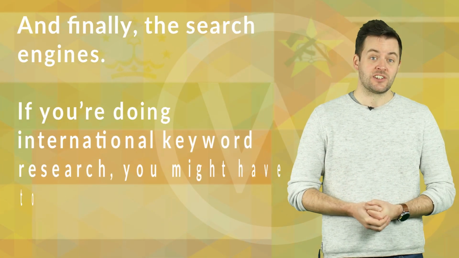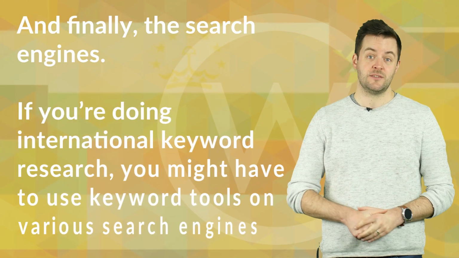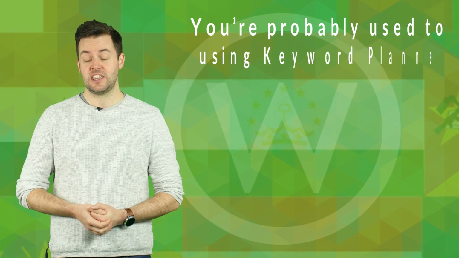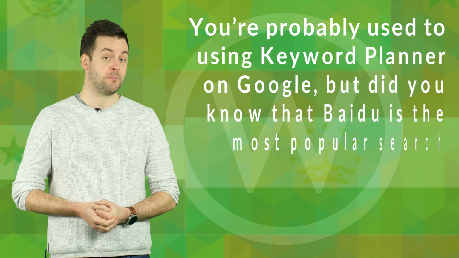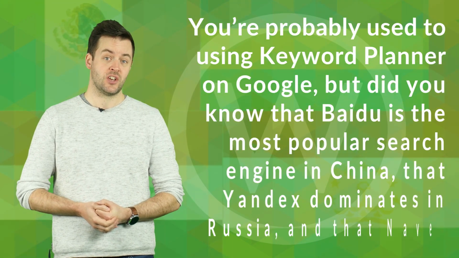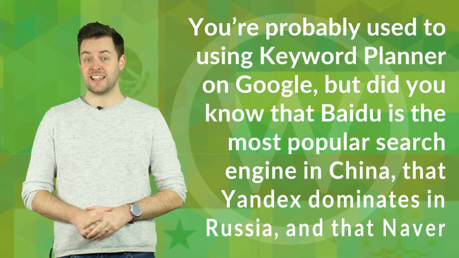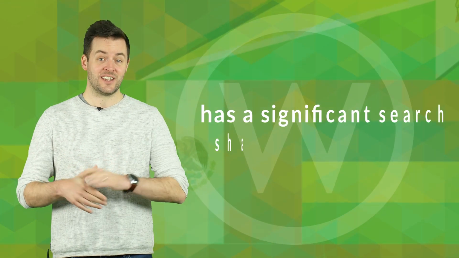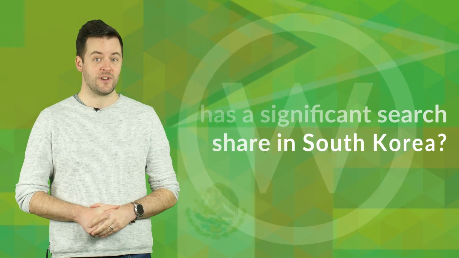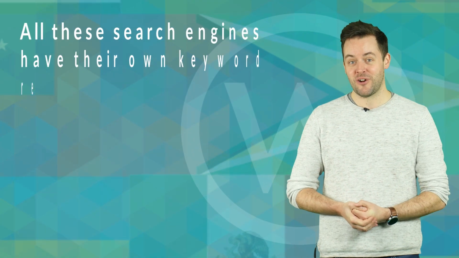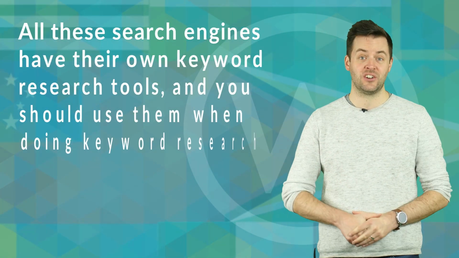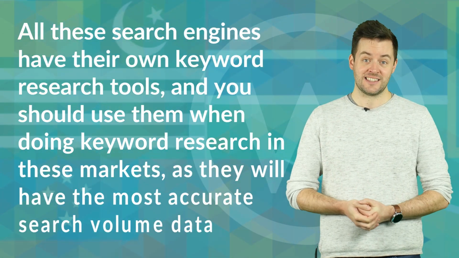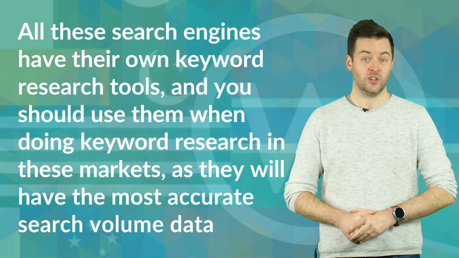If you're doing international keyword research, you might have to use keyword tools on various search engines. You're probably used to using Keyword Planner on Google, but did you know that Baidu is the most popular search engine in China, that Yandex dominates in Russia, and that Naver has a significant search share in South Korea? All these search engines have their own keyword research tools, and you should use them when doing keyword research in these markets, as they will have the most accurate search volume data.